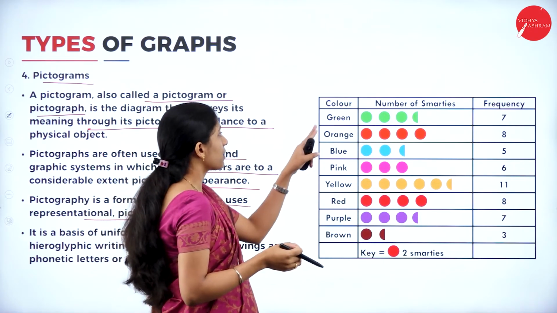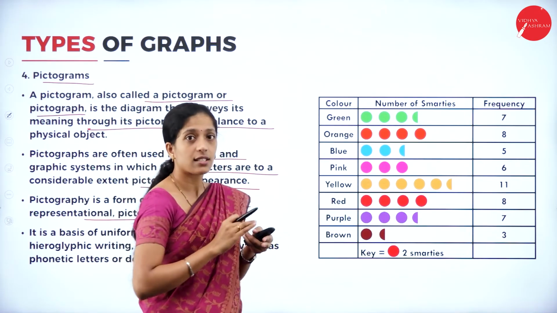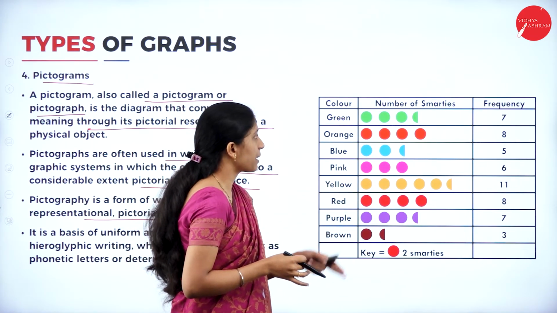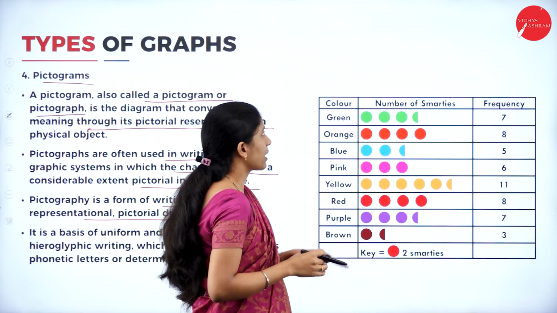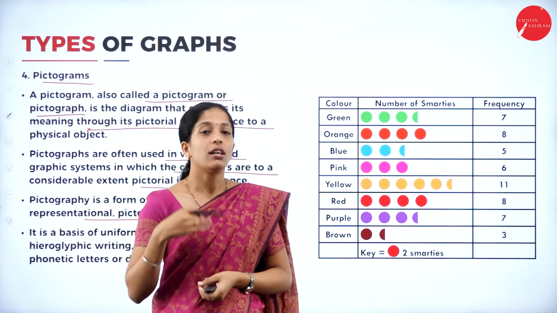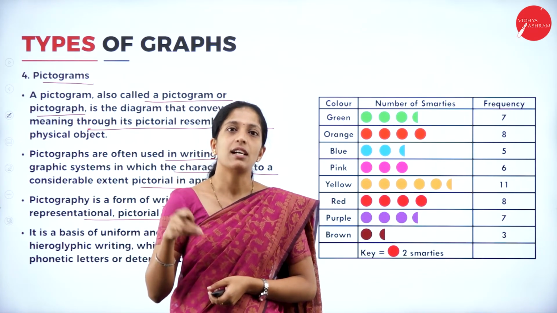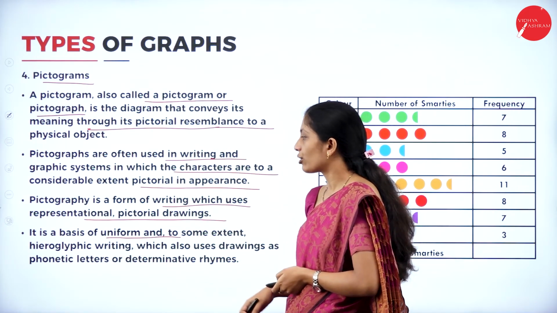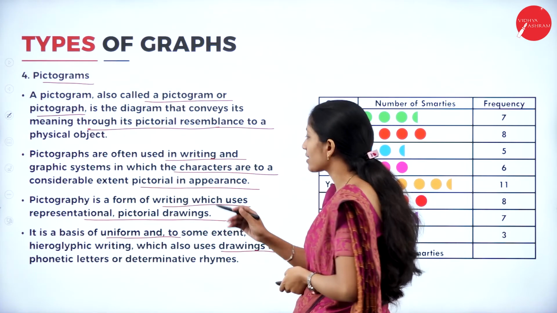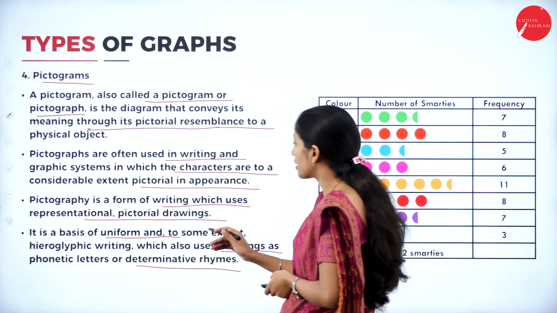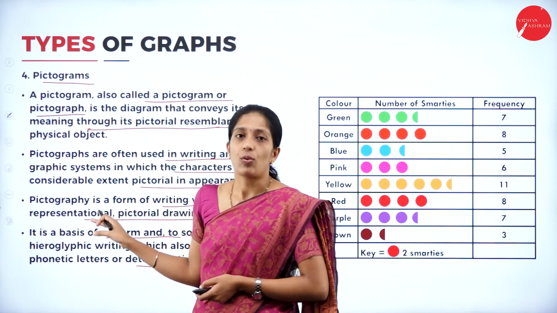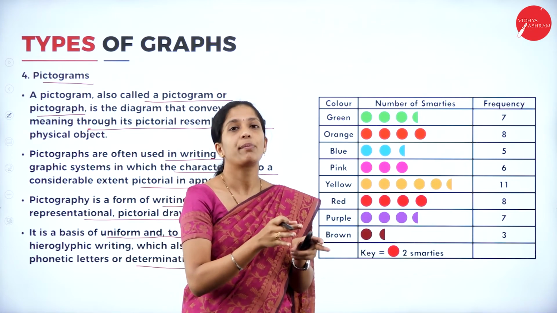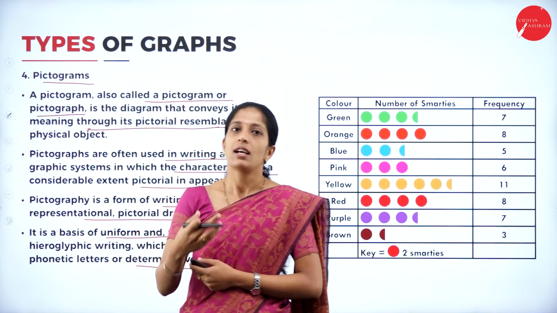Now, if you see this diagram, it is based on colors. Each and everything is in the respective color: red is in red color, yellow is in yellow color, pink is in pink color, blue is in blue color, orange is in orange color, and green is in green color. For easy reference, the same object will be resembled through these graphs. It is a basis of uniform and to some extent hieroglyphic writing, which also uses drawings as well as phonetic letters or determinative rhymes. So what you have to remember under pictograms or pictograph is that the same picture will be there as the actual picture. That is known as pictograms.